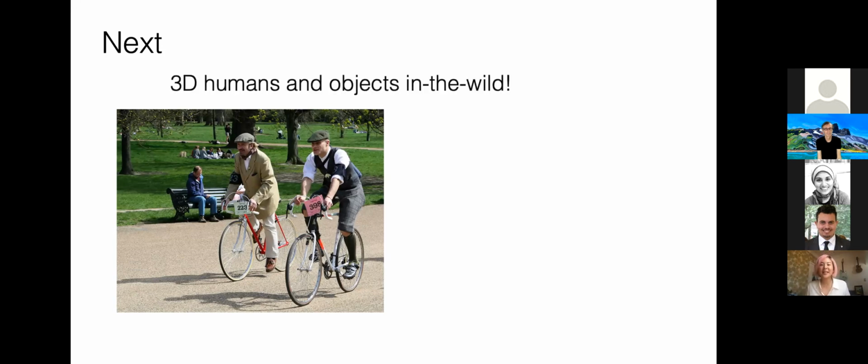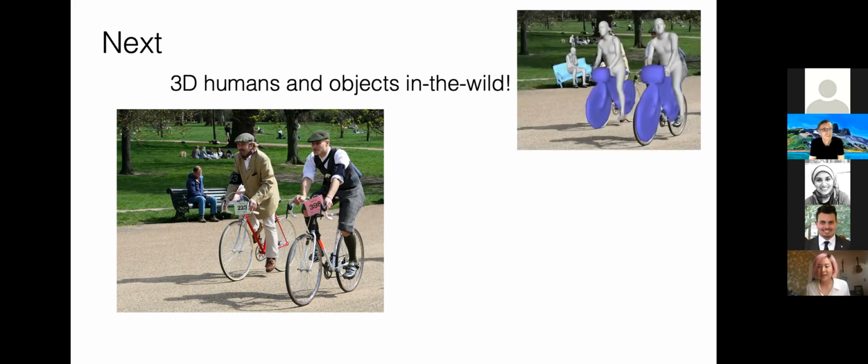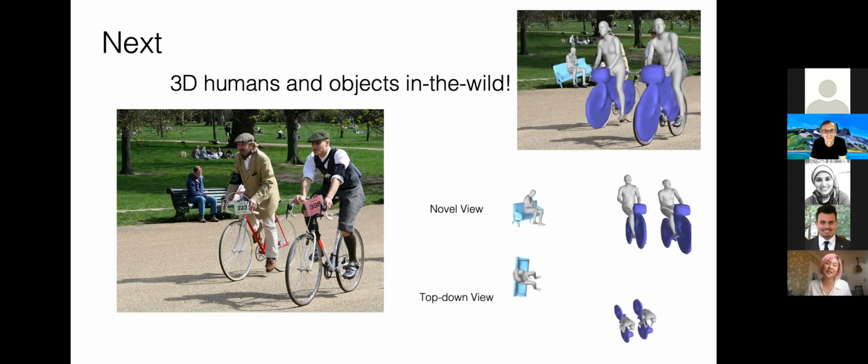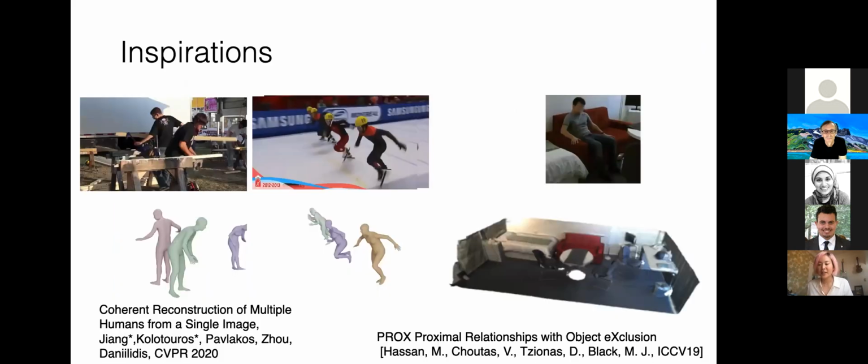And so really, I think what's the next step is to reconstruct humans and objects together in the wild. And so we could get a result like this, where you have these objects that are interacting with humans that are recovered. Okay, and before I talk about this work, I want to say that there's a big inspiration coming from these two works. One is on multiple human reconstruction, because it's similar. Multiple humans and objects have a very similar approach.